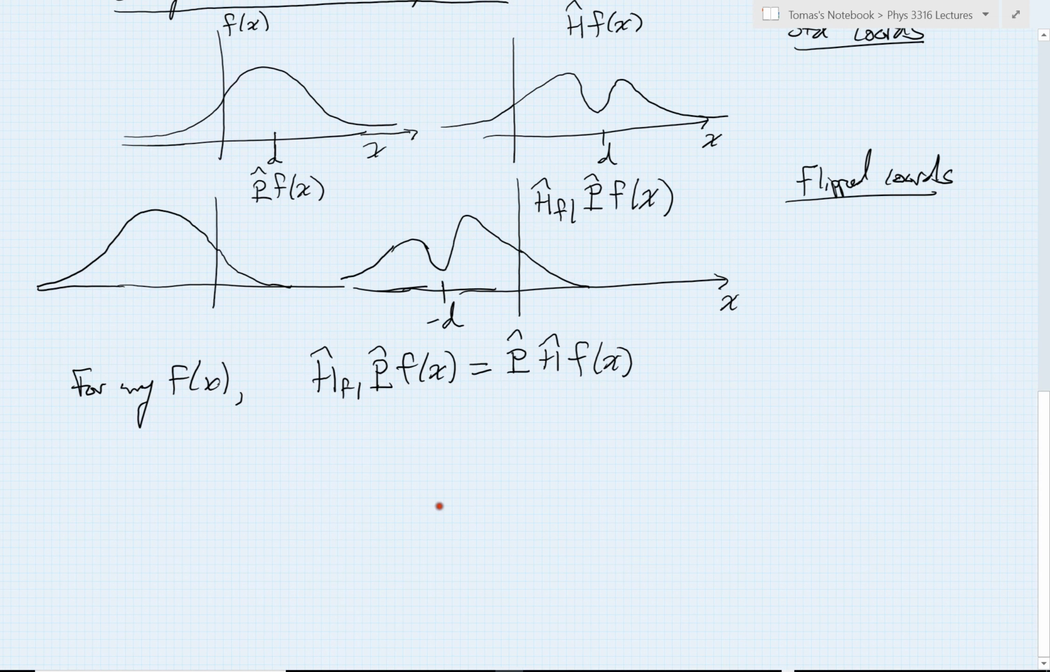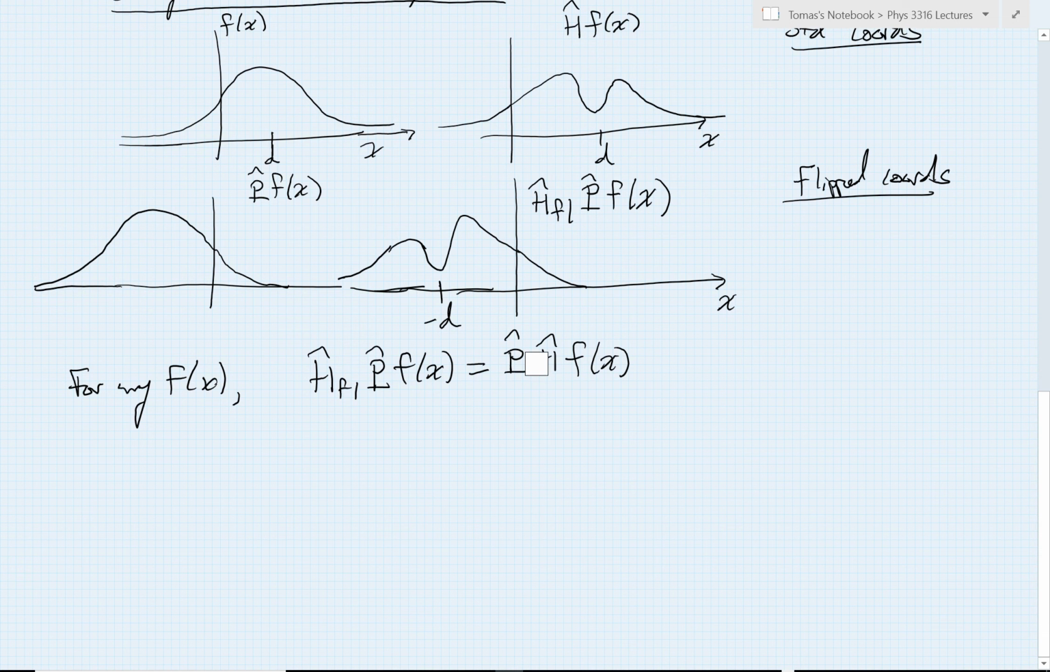Now, because this relationship should hold for any function f of x, regardless of the function, we can conclude that the flipped Hamiltonian acting on the parity operator, as an operator, is the same as doing the operation in the opposite sequence, but with the actual Hamiltonian. And if we want to go really crazy with this, we could take the relationship that we have here.